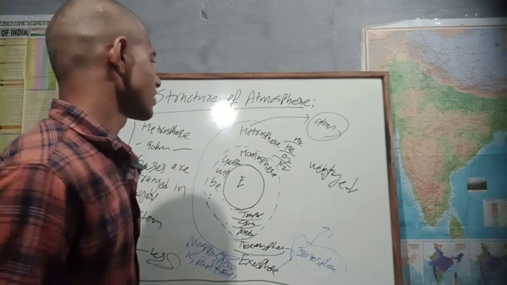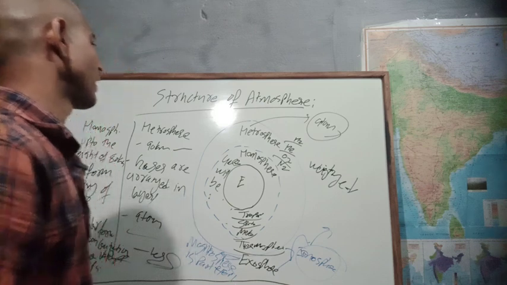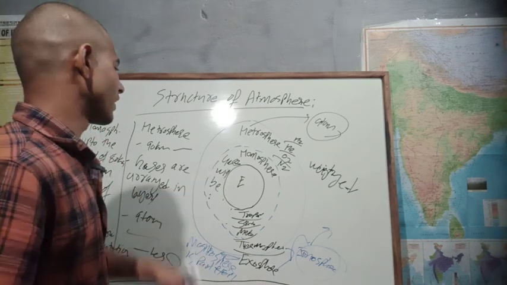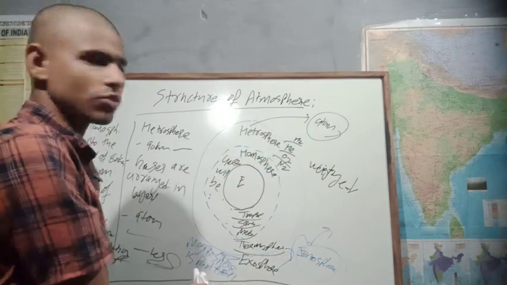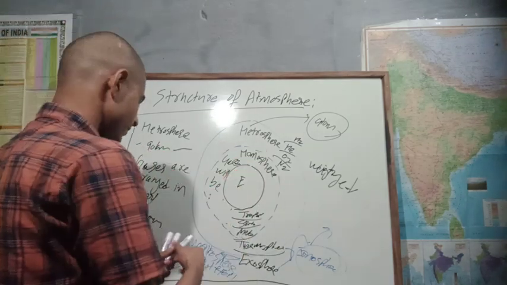So this is the way that we should study. Let me just give a recap. This is Earth, so it has atmosphere. We divide this atmosphere into two layers. First we call it homosphere.